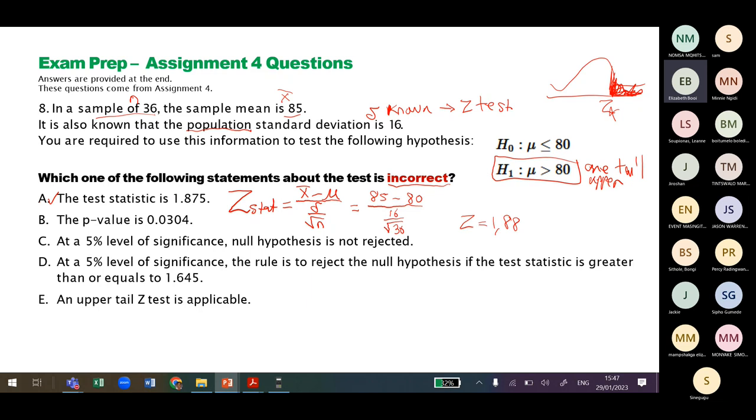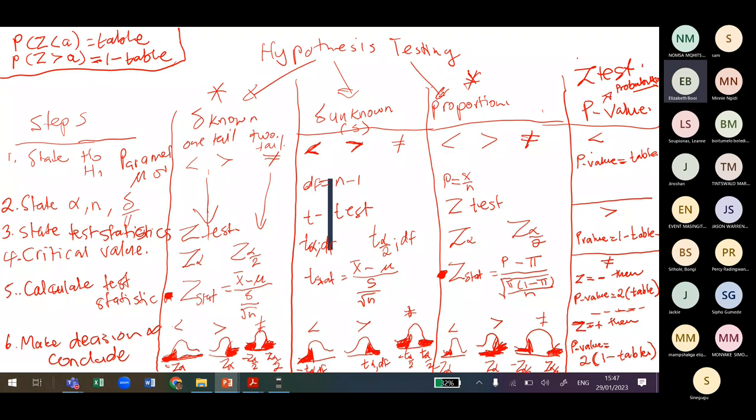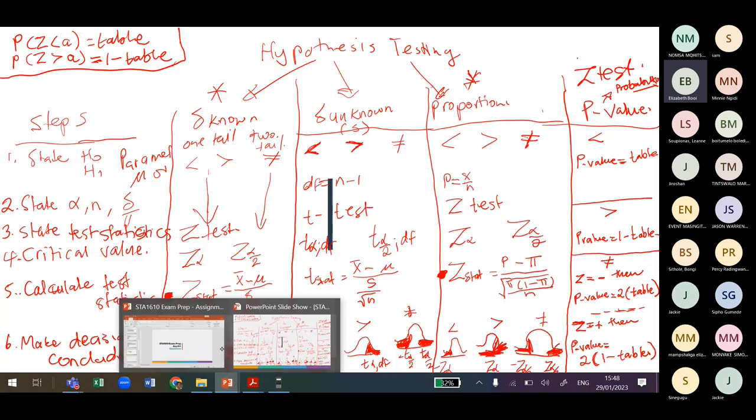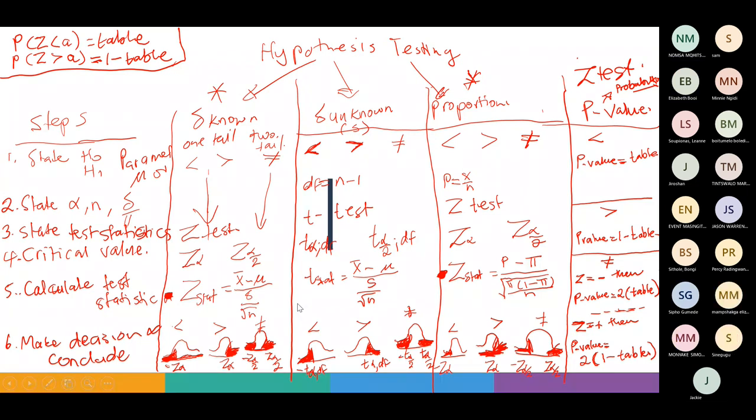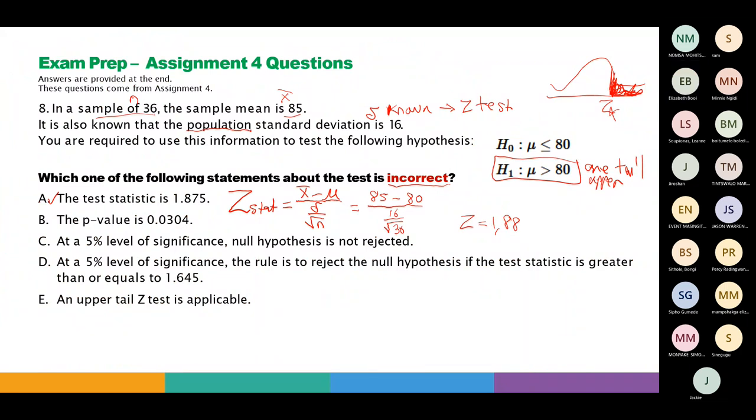Now let's go back to the p-value. If it is less than, we're going to go to the table value. If it's greater than, we're going to take 1 minus the table value. If it's two-sided, we look at whether it's negative or positive, and then we do otherwise. Now let's go back to our question. Our Z is 1.88, but our hypothesis, therefore it means we shouldn't even have used the equal, we should use the greater than.